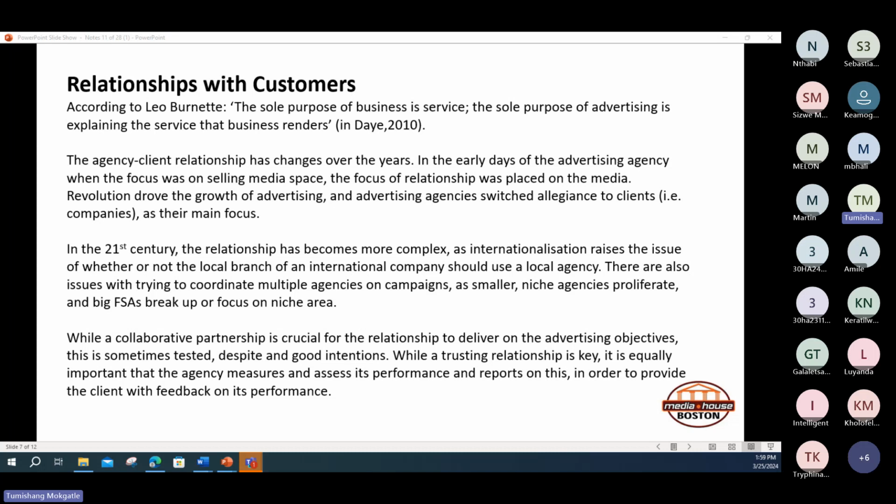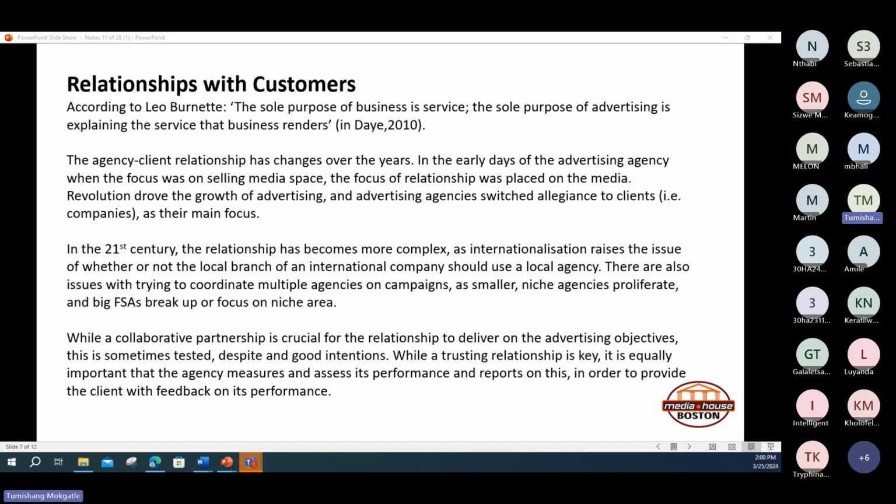So, second paragraph, it says the agency client relationship. So you see, finally, there's the word client. The agency client relationship has changed over the years. In the early days of advertising agencies, when the focus was predominantly on selling media space, the focus of the relationship was placed on the media. So revolution, this includes technology, that includes experiences. Revolution drove the growth of advertising, and advertising agencies switched alliances to clients, for example companies, as their main focus. I mean, if you don't focus on the person that pays you, then it really won't make sense.